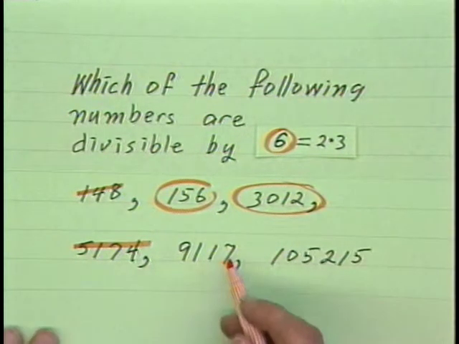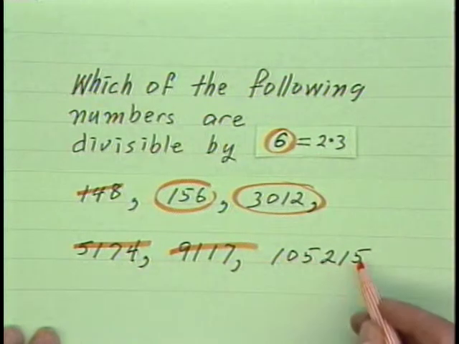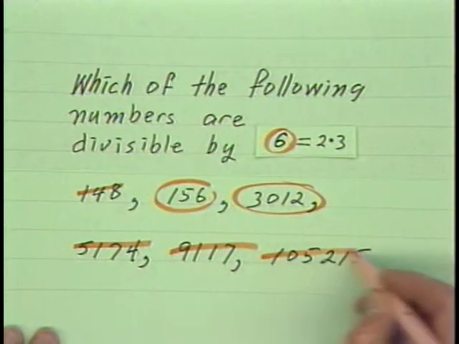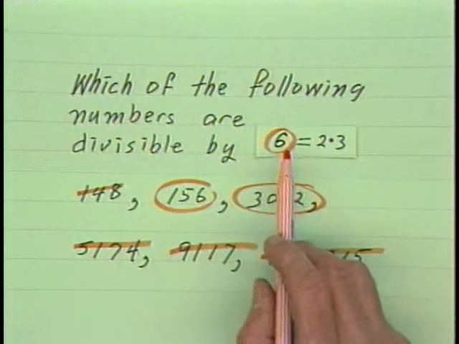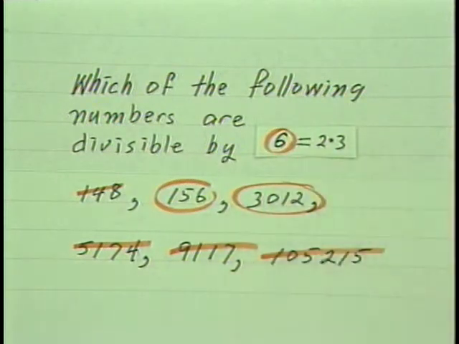2 won't go into that, 6 won't. So for 6, we check 2 and 3 divisibility tests, each separately.